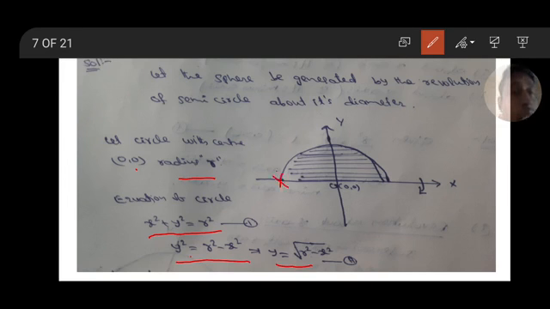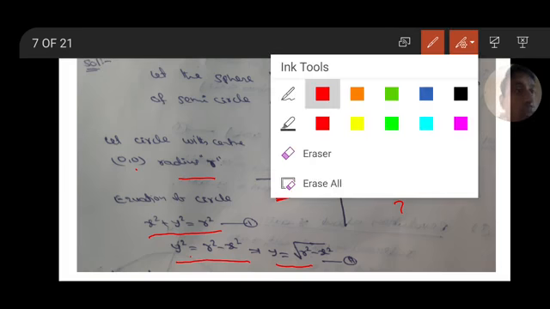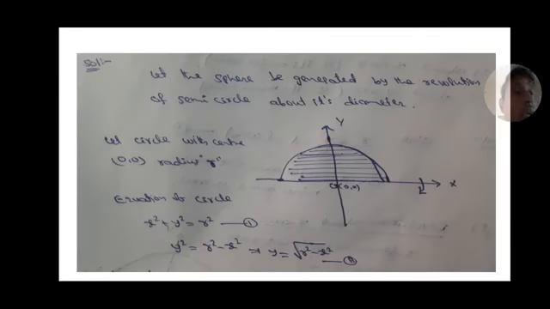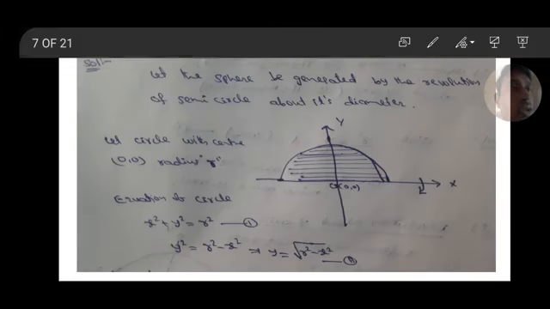And we have to find these limits. What are the x limits? Revolving about the x-axis, this limit we need to find, and this limit also. So the intersection points with the x-axis: put y equal to 0, therefore x square plus 0 square equals r square, x square equals r square, that is x equals plus r or minus r. That is the point (minus r, 0) and the point (plus r, 0), so the limits are minus r to plus r.